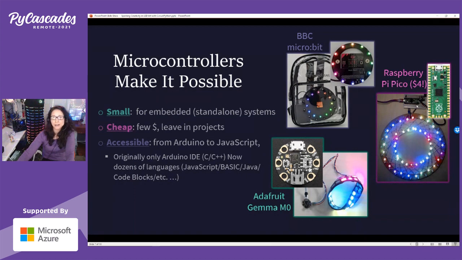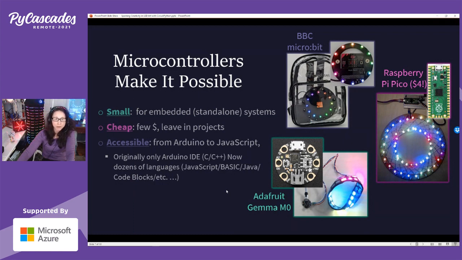And this new Raspberry Pi Pico board came out recently. It's super powerful. It is dual core and it's $4. So you can buy a bunch of them and just leave them in your projects. And it's wonderfully easy to use for embedded projects.